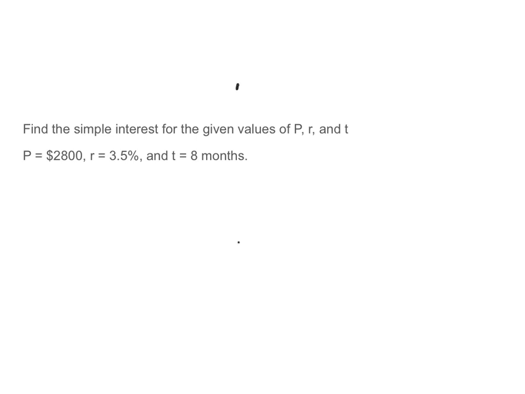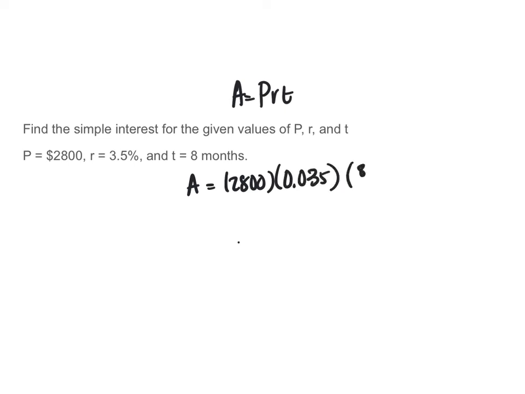And the last one is another simple interest. And so the amount is PRT. So taking a look at this, I want to know the simple interest. I am told that it's $2,800 and my rate is 0.035 and the time is 8 out of 12 months, which gives me $65.33.